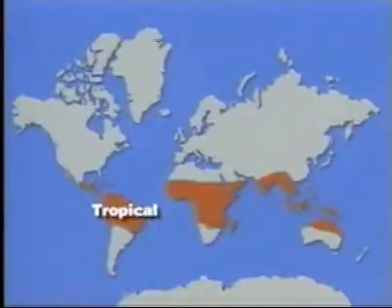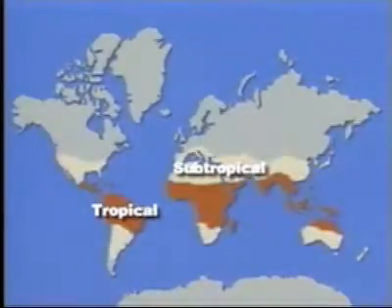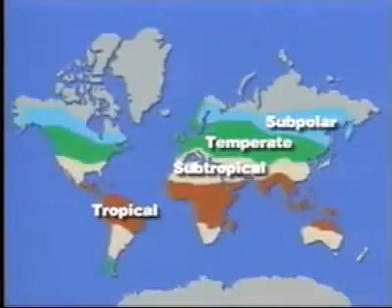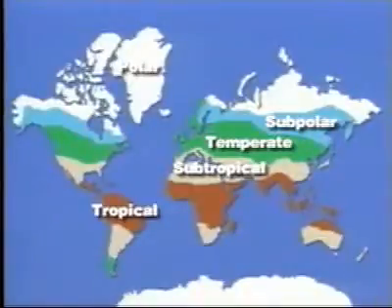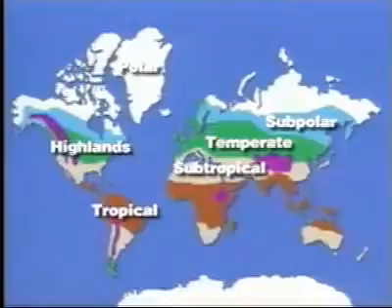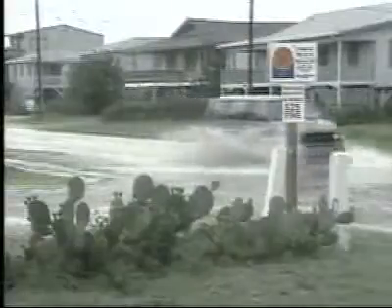Geographers divide the world into 6 main climatic regions: tropical, subtropical, temperate, subpolar, polar, and highlands. Each of these climatic regions is defined by both temperature and precipitation. For instance, places with a subtropical climate would be described as having hot, dry summers and cool, rainy winters.